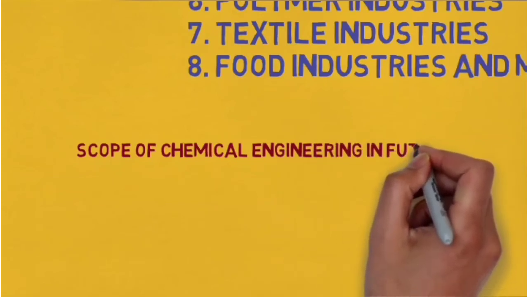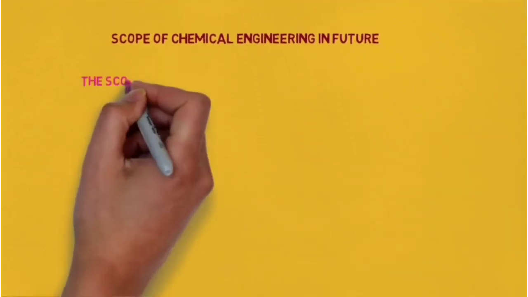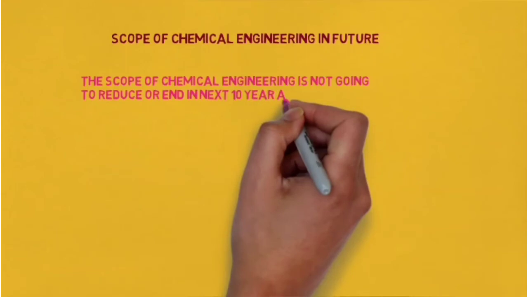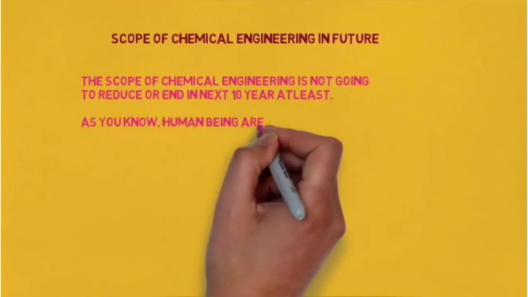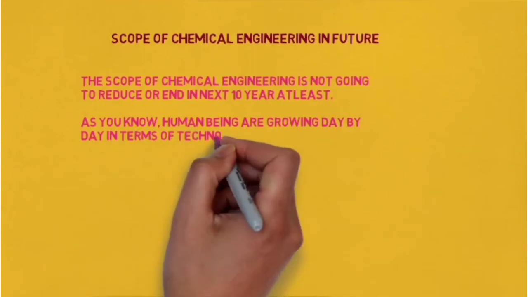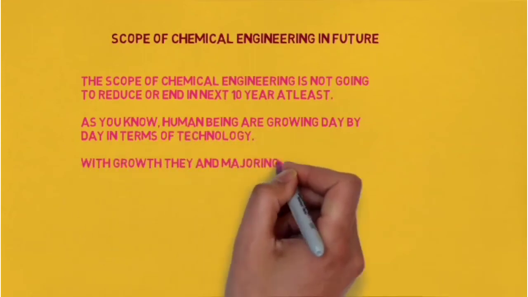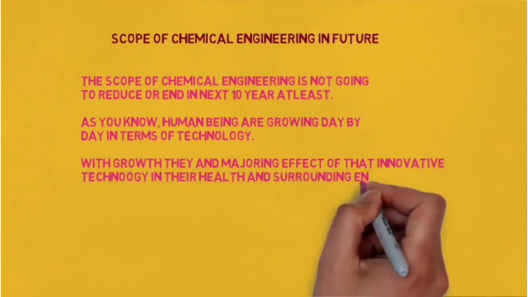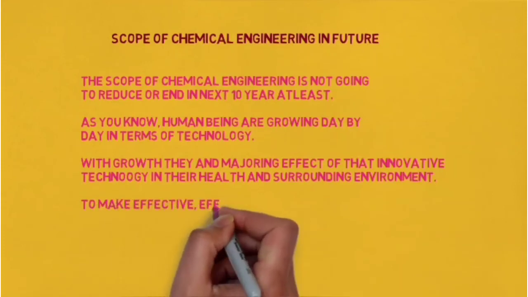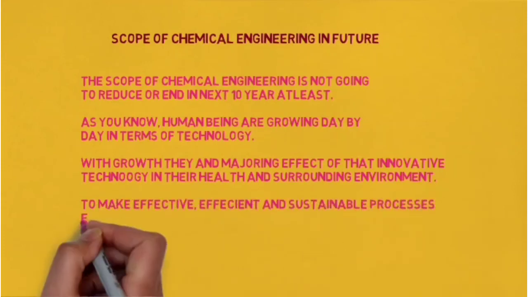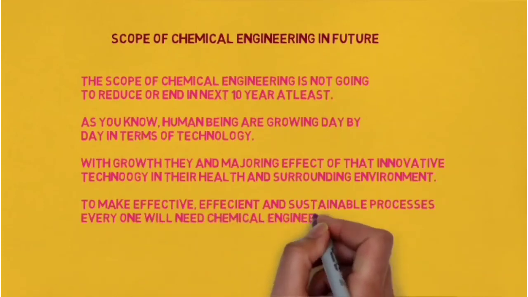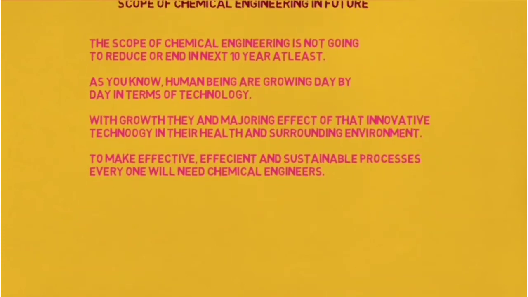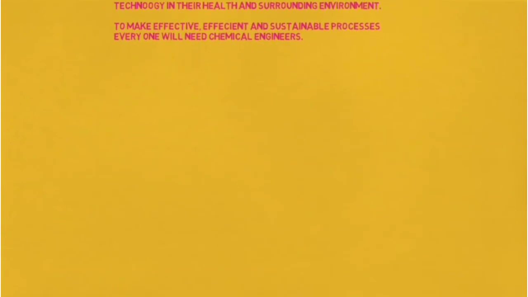So let's talk about the scope of a chemical engineer. As the demand for different products increases, similarly manufacturing and designing of optimized processes are needed. As oxygen demand increases, oxygen from different sources is required, and waste management is increasing day by day. All these things can be designed and developed by a chemical engineer, so its scope is never ending. To make effective, efficient and sustainable processes, everyone will need a chemical engineer. So this is a very good skill and you can go with it without any thinking.